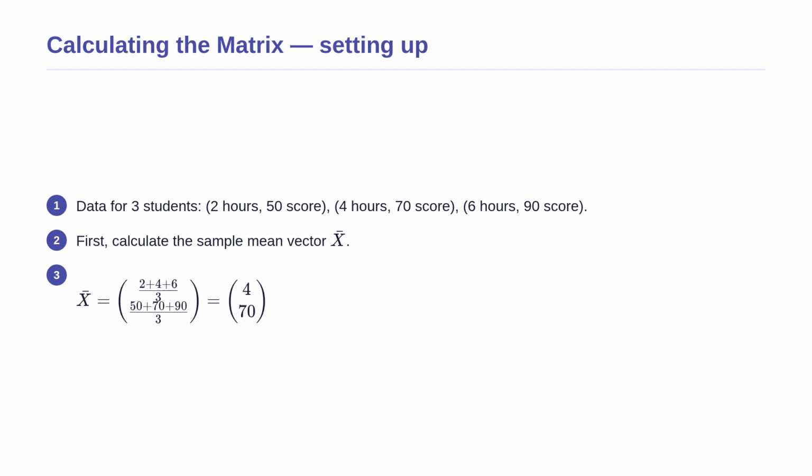First, we will find the average for both study hours and test scores. We add up all the study hours and divide by 3 to get an average of 4 hours. We add up all the test scores and divide by 3 to get an average score of 70. This vector serves as the center point of our data set.